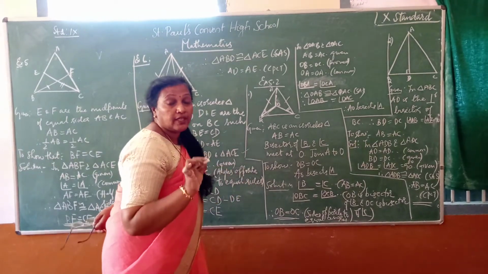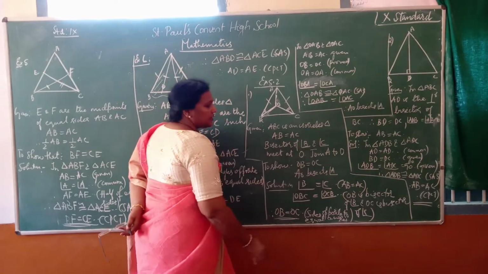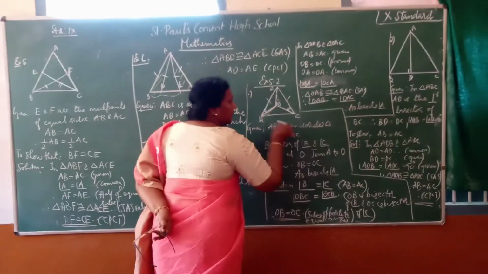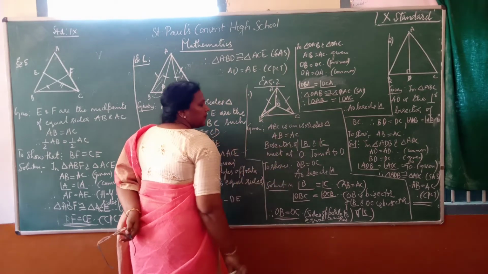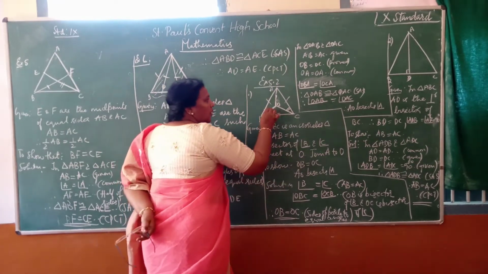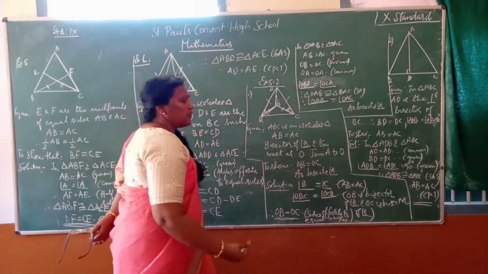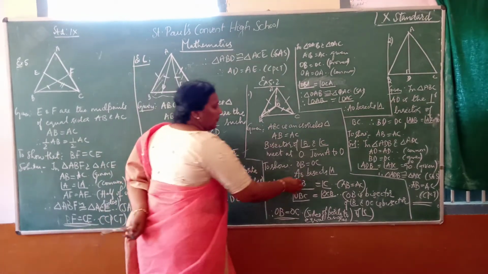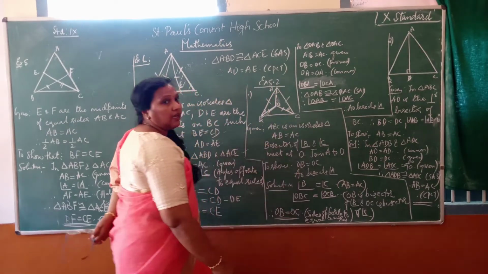You should be able to write the given. ABC is an isosceles triangle. AB is equal to AC. Bisectors of angle B and C meet at O. Join A to O. What you have to show is OB is equal to OC, as well as one more thing it has asked: AO bisects which angle? That is angle A.